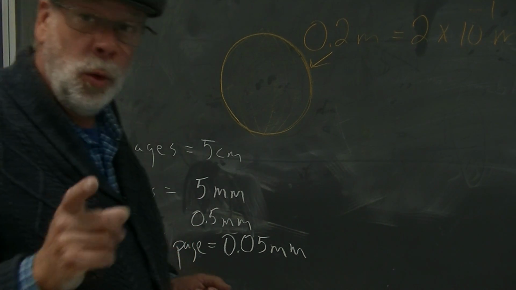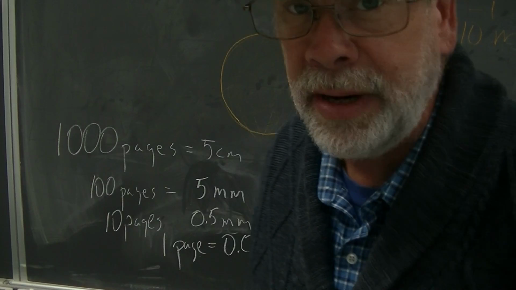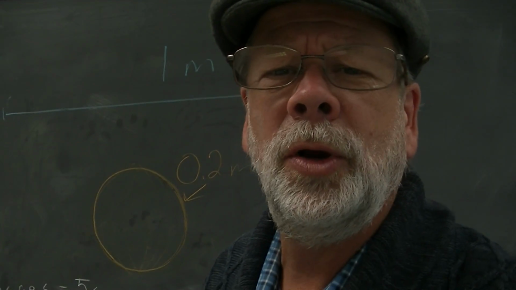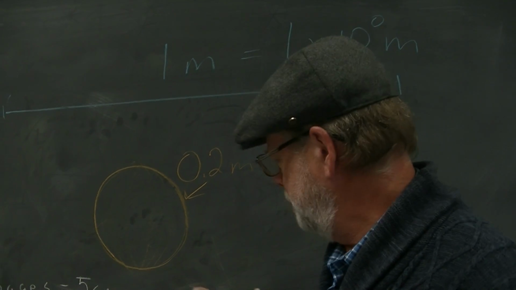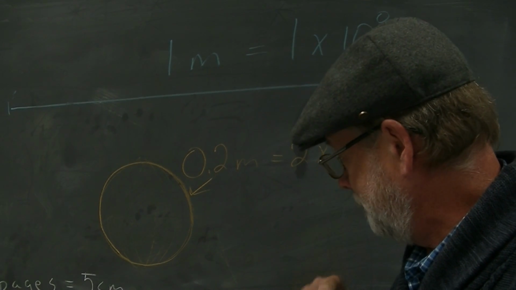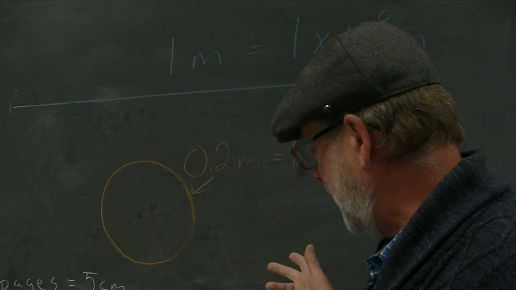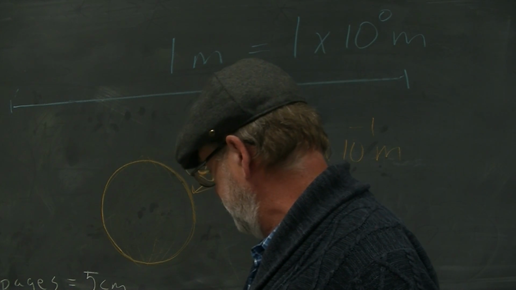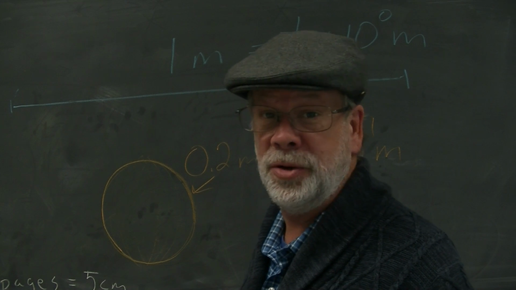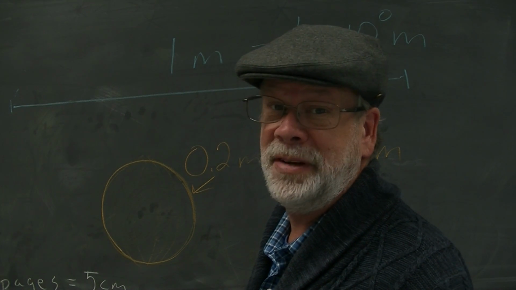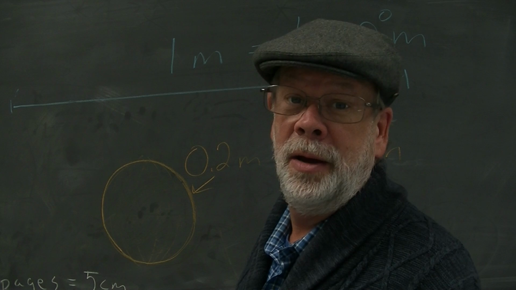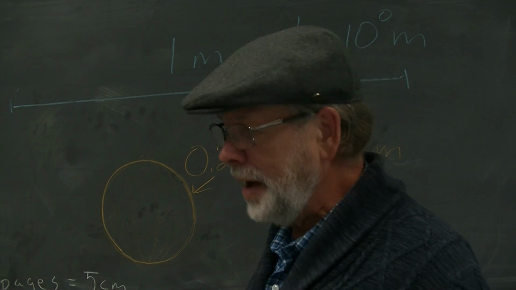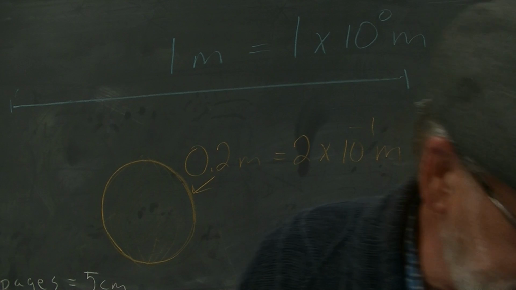A millimeter would be 1 times 10 to the minus 3 meters. So we're looking at stuff like that. So if we're down to 0.05 millimeters, that would be 5 times 10 to the minus 5 meters for a single page. So we have to get good at measuring quantities like that.